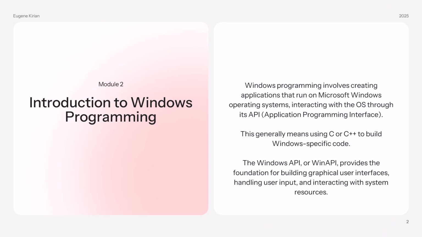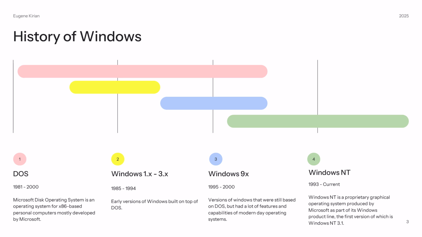Let's talk about the foundation of Windows applications. When we build applications for Windows, we're essentially writing code that interacts with the operating system through its Application Programming Interface, or API. This usually involves using languages like C or C++ to tap into the Windows-specific functionality. The Windows API, or WinAPI, is the key to creating graphical user interfaces, handling user input, and accessing system resources. Understanding how the API works is crucial to reverse engineering of Windows applications, and that's what we'll be exploring in this module.